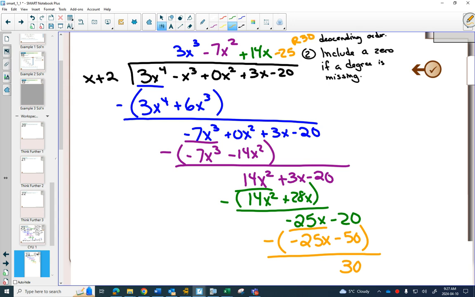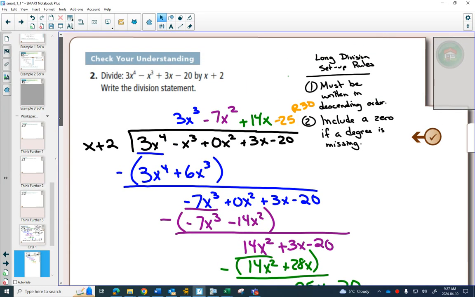A remainder of 30. Did you get that remainder? Now this question asked us to write the division statement, and I have a tiny shortcut that you'll like. What I like to do is put the original polynomial in brackets, and right above it write let p of x equal.